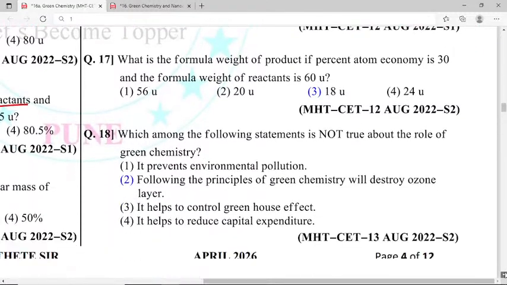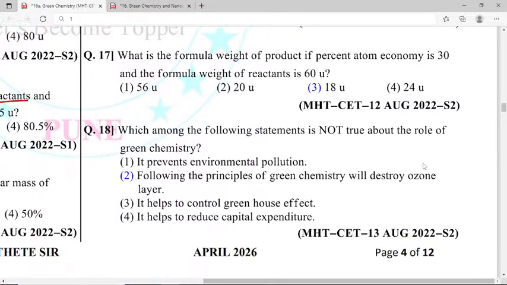What is the formula weight of product if percent atom economy is 30? So this is 30 is equal to x, the formula weight of product, divided by 60, the formula weight of reactant, multiplied by 100. So I am asking what is the formula weight of product. The product value is x. The atom economy is 30. Formula weight of reactant is 60. So solve this and we will get the answer.